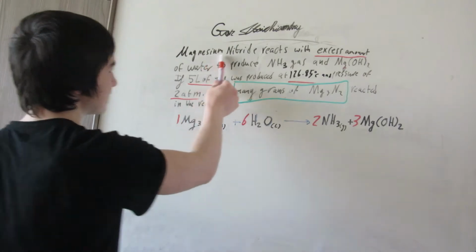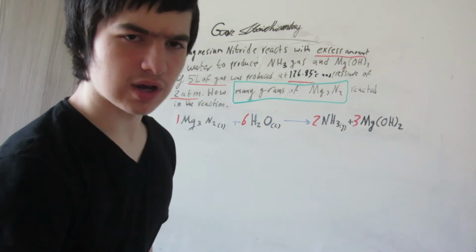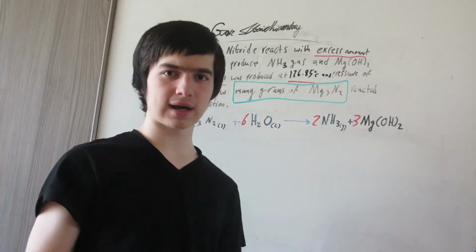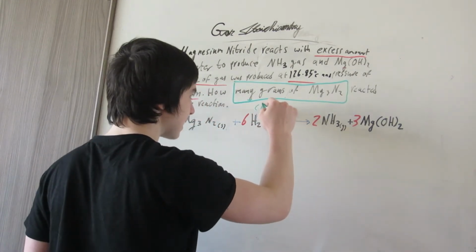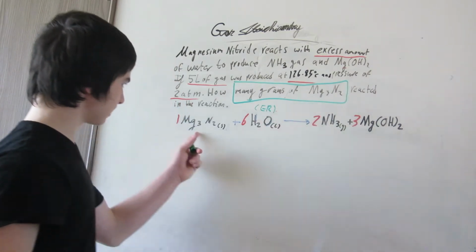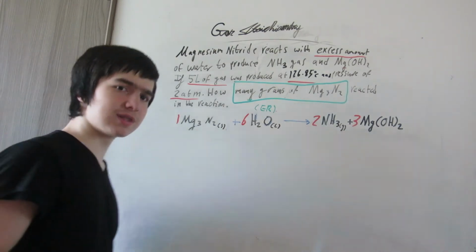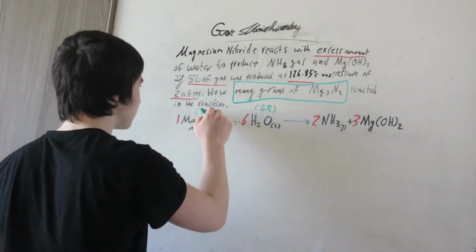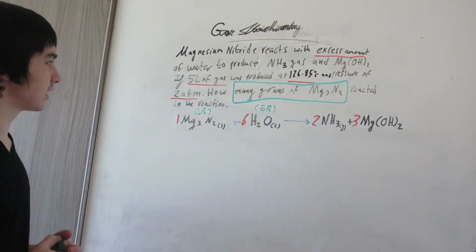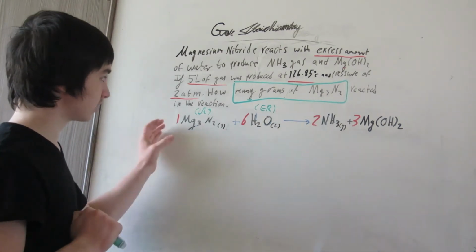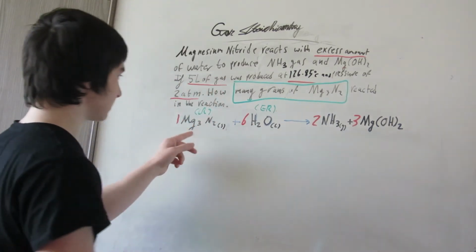Alright, so we said magnesium nitride reacts with excess amount of water. If they said the excess amount of water, what does that mean? It means we have extra water that we don't really care how much we used, and that means water will be the excess reactant. But what about the other reactant, magnesium nitride? Then magnesium nitride must be the limiting reactant, as it will have a limited amount. When it reacts with the excess water and finishes, the reaction will stop. So that's why it's limiting the reaction.